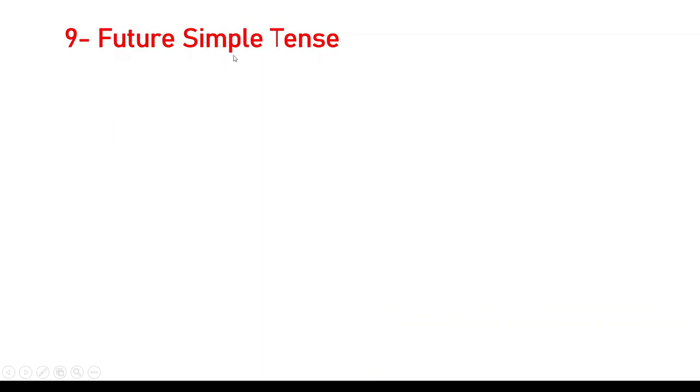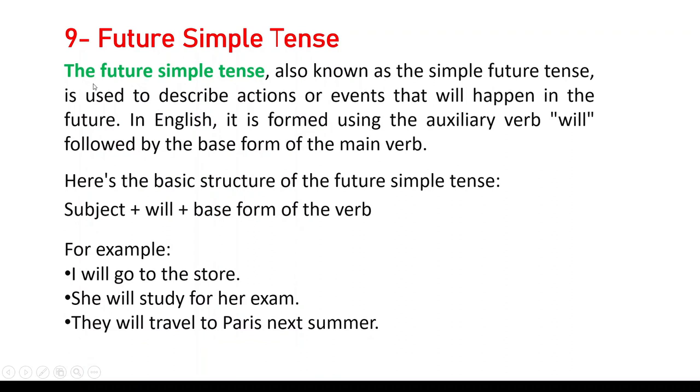9. Future simple tense. The future simple tense, also known as the simple future tense, is used to describe actions or events that will happen in the future. In English, it is formed using the auxiliary verb will, followed by the base form of the main verb. Here's the basic structure of the future simple tense: subject plus will plus base form of the verb. For example, I will go to the store. She will study for her exam. They will travel to Paris next summer.